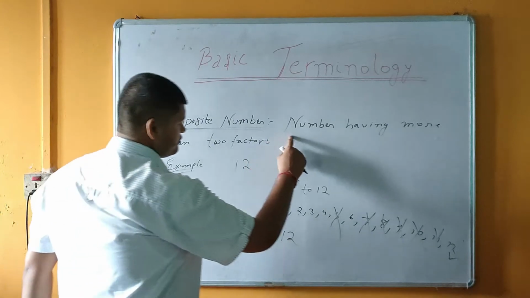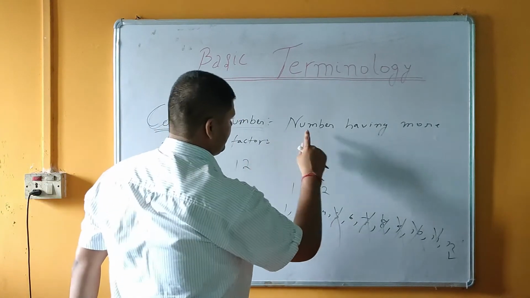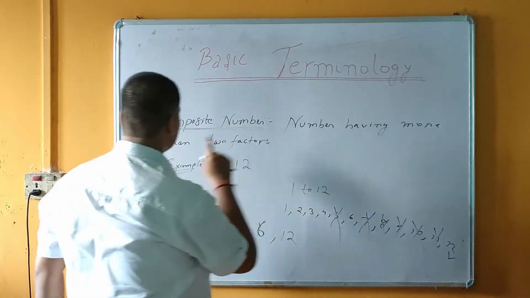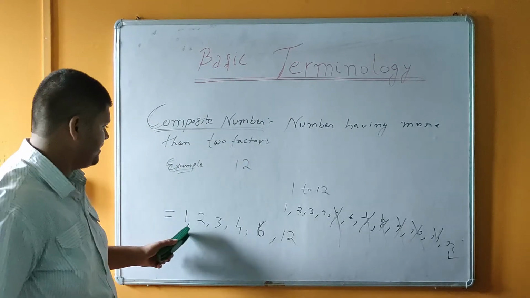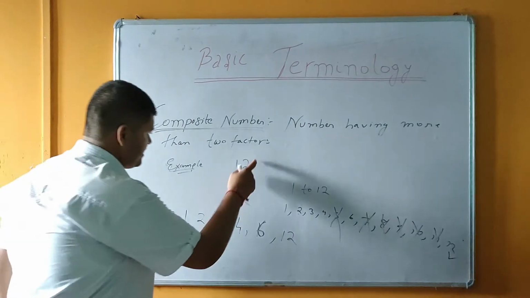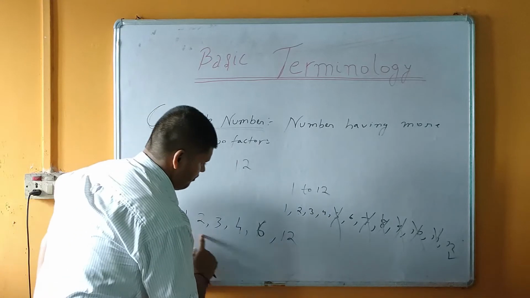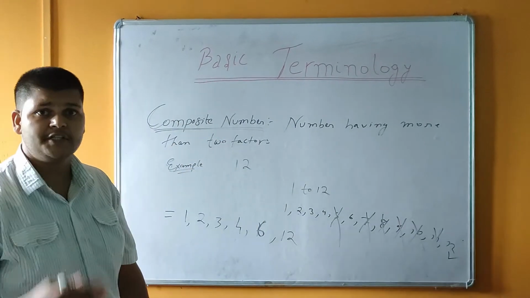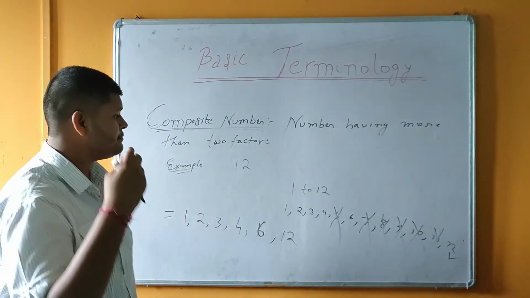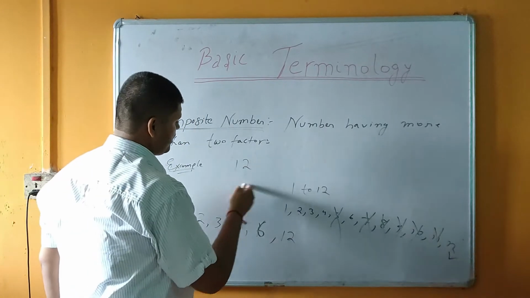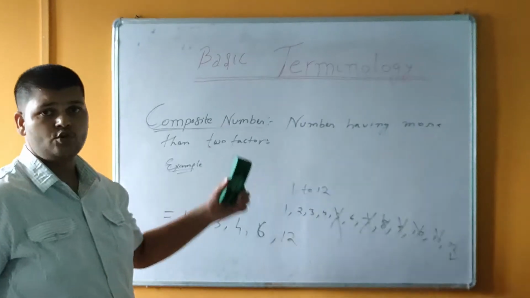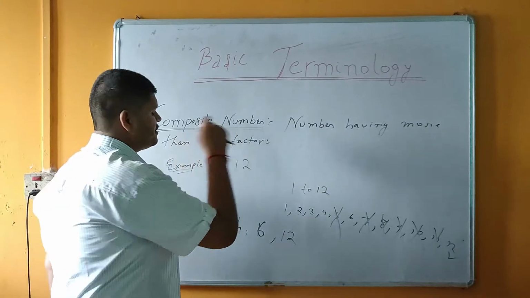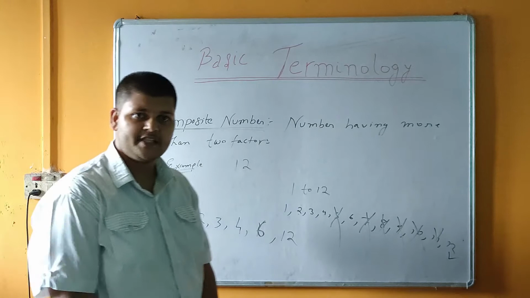But according to the statement, if we try to check for a number having more than 2 factors, yes, it is satisfying. For this number, we got more than 2 factors. Of course, we have 6 factors. That means it is more than 2 factors. If it has more than 2 factors, then we can conclude the given number 12 is a composite number. I hope you are clear with this.